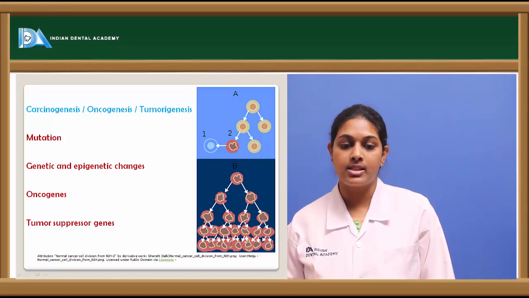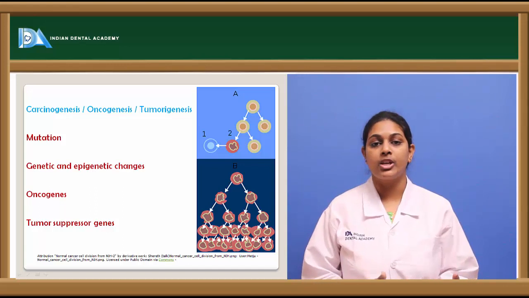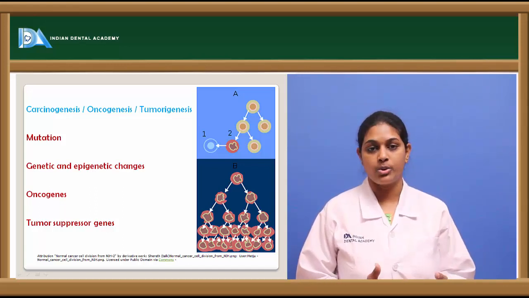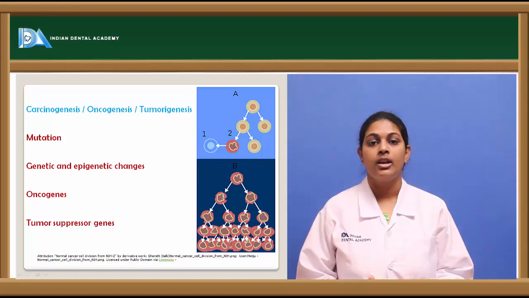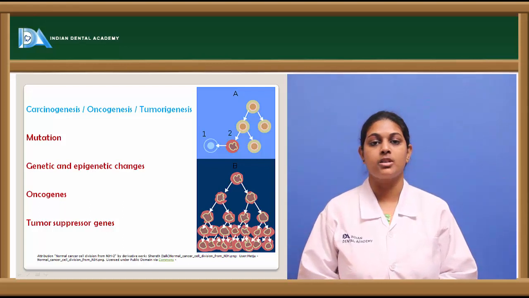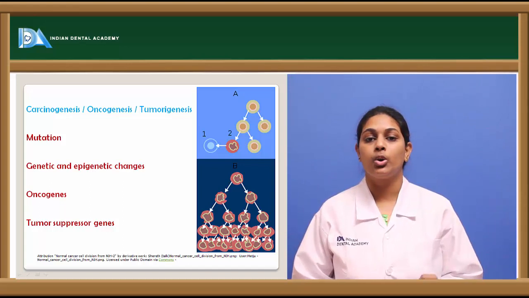Keeping all these things aside, what are the features which normally regulate cell growth? There are a few genes which usually regulate cell growth. First is the growth promoting genes. These are known as proto-oncogenes. So we find a certain set of proto-oncogenes which usually promote the growth of a cell.